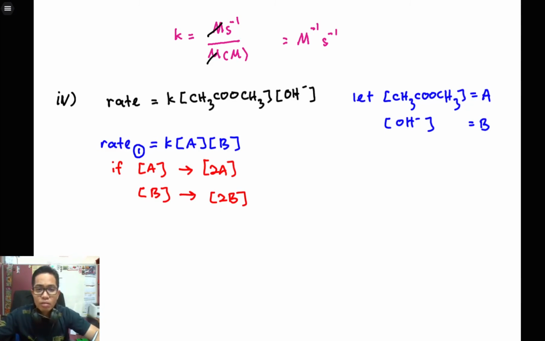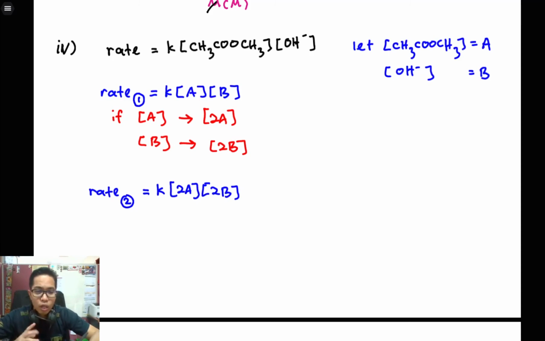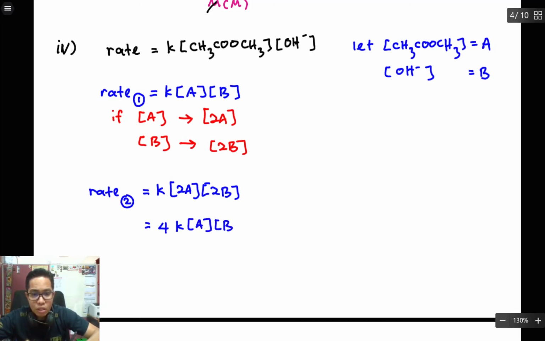So now we can write the rate law for the rate 2. Okay. So rate 2 meaning after we double the concentration. So rate equal to K times 2A times 2B. So kita buat keluarkan 2 tu, kita teruskan kat depan. So dia akan jadi 4K times concentration A times concentration B. So this is rate 2. Okay. Then if you notice this part here, sama dengan atas.